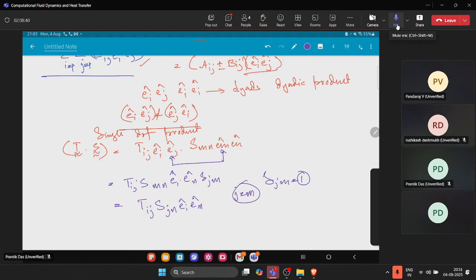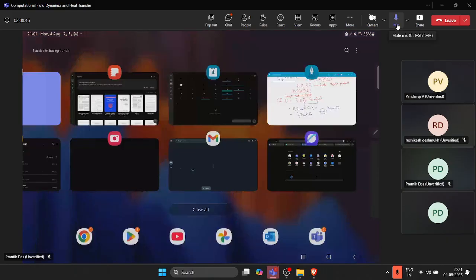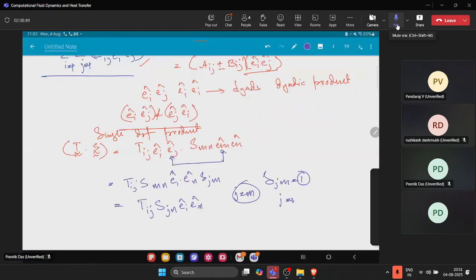Whenever you get a Kronecker delta like this, you make the indices the same, that is j equal to m in this case, and then you put it in the equation so that you can get rid of the delta itself. Because any other combination where j is not equal to m will eventually give you a zero value of the Kronecker delta. Okay, is it clear to all of you?